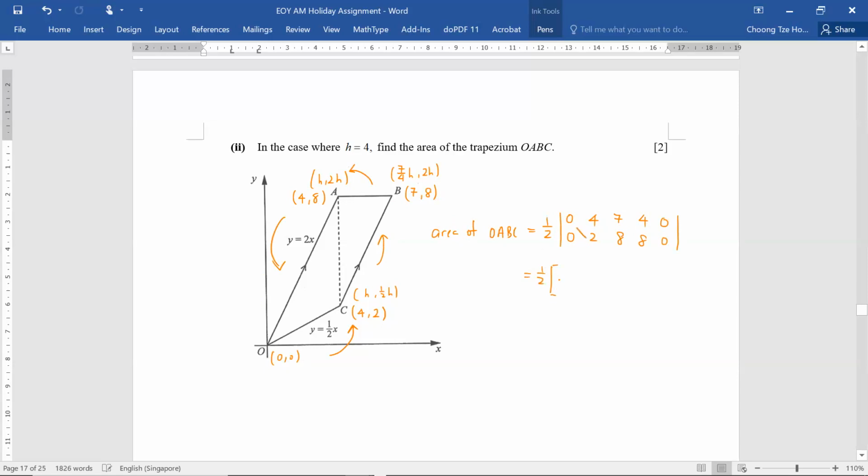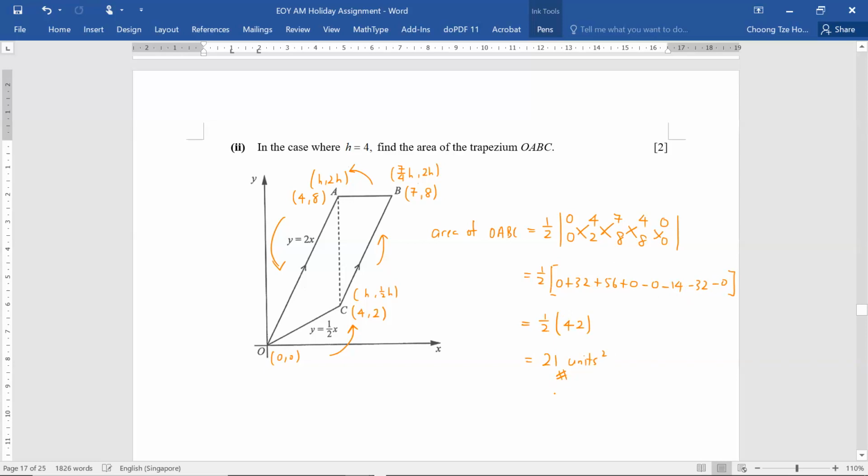Okay, so go down first. Go down is plus 32, 56 plus 0. Okay, now go up will be minus 0, minus 14, minus 32, and minus 0. Okay, so over here, if you calculate 32 minus 32 gone, 56 minus 14, it will be 42. Okay, then half of 42 will be 21 units squared.